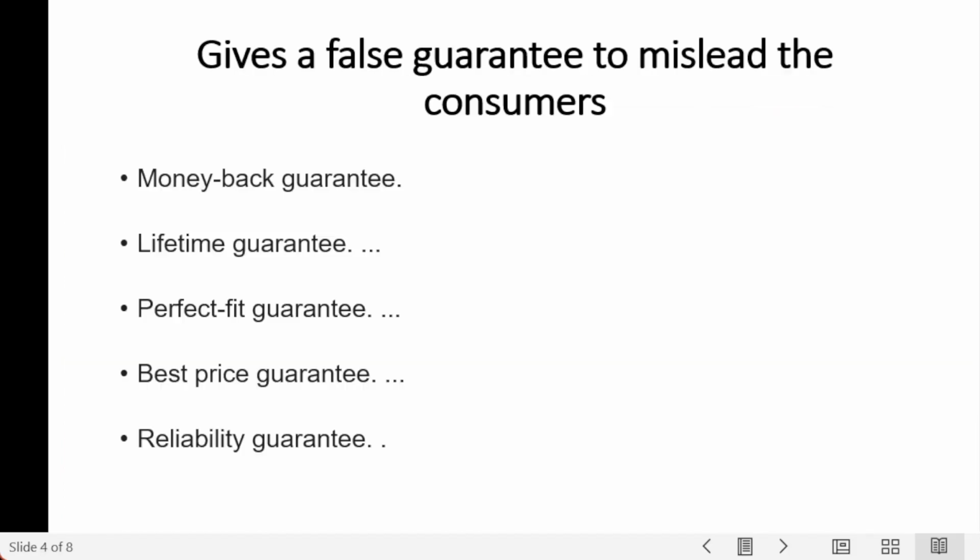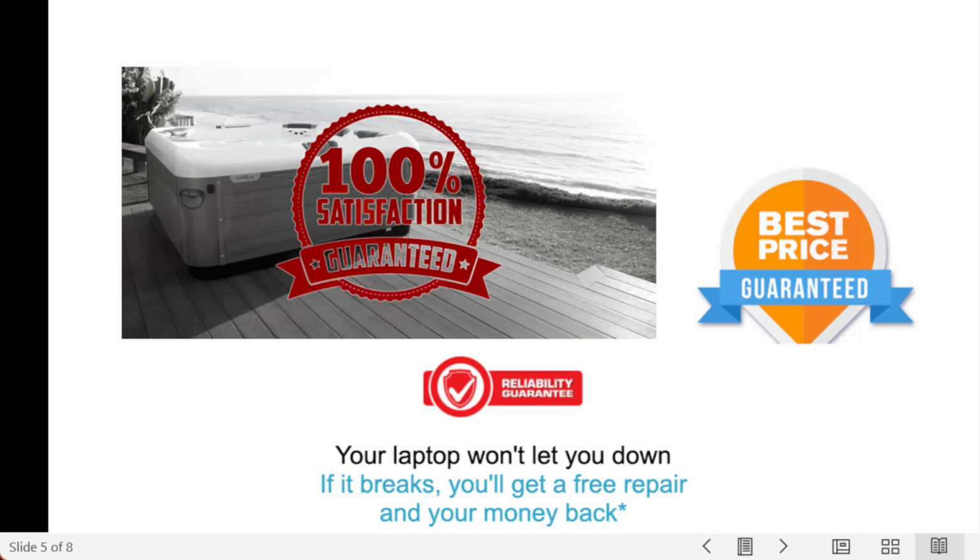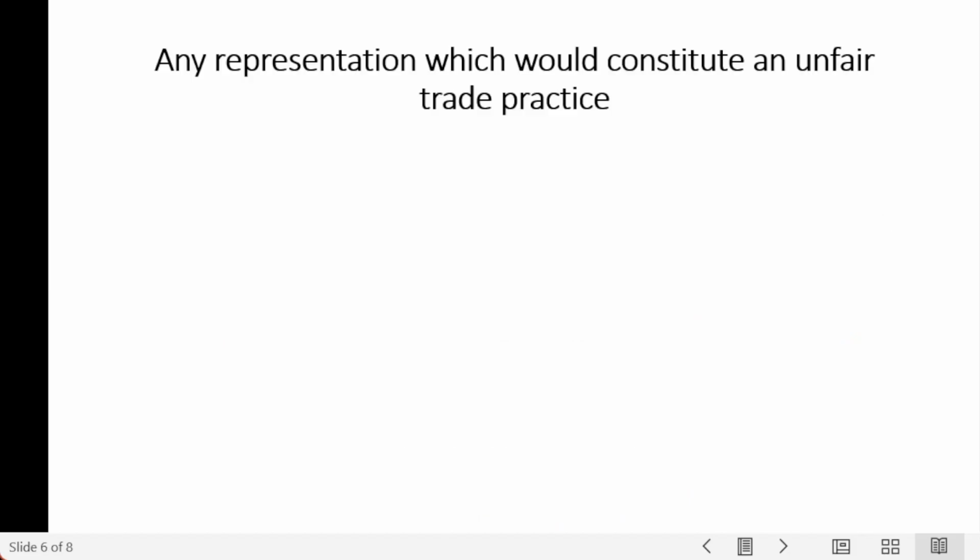Moving on from false description, we move on to false guarantees. When you say guarantee, we may say money back guarantee, like all the pen drives come with lifetime guarantee. These have to be real guarantees, and they should live up to the guarantees that they put forth. So best price guarantee, reliability, or even satisfaction, these things have to be made as a promise with the intention to fulfill the promise. Moving on, now we take up representation as misleading advertisement.